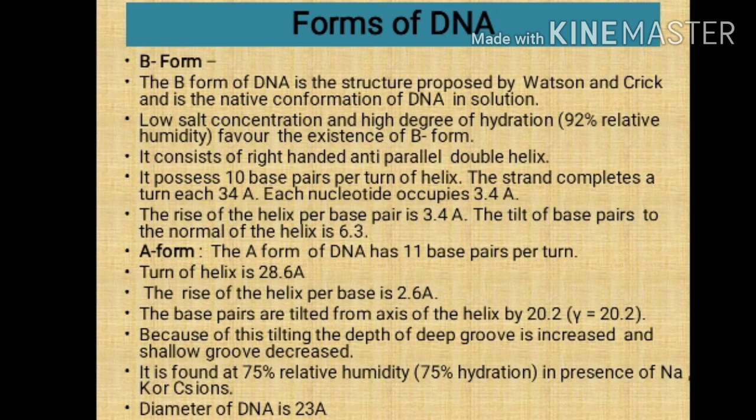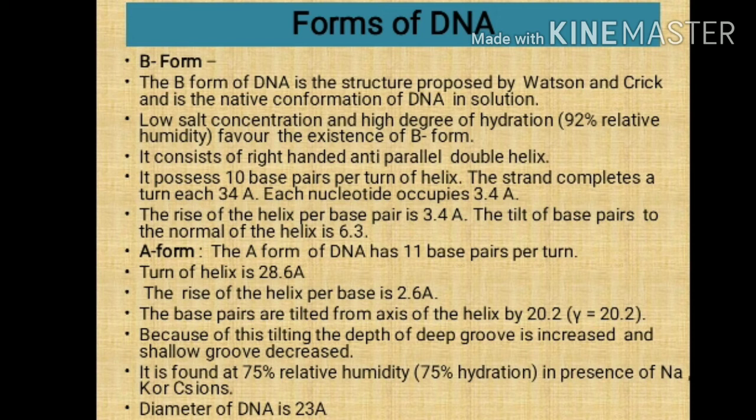The strand completes a turn for 34 angstroms and each nucleotide is occupying 3.4 angstroms. The rise of helix per base pair is 3.4 angstroms. The tilt of base pairs to the normal of the helix is 6.3 degrees. So B form is the natural form, native conformation. B form is nothing but the Watson-Crick form. It is native conformation of DNA in solution and in vivo conditions.